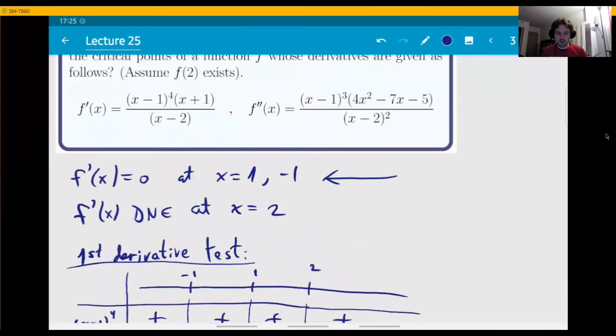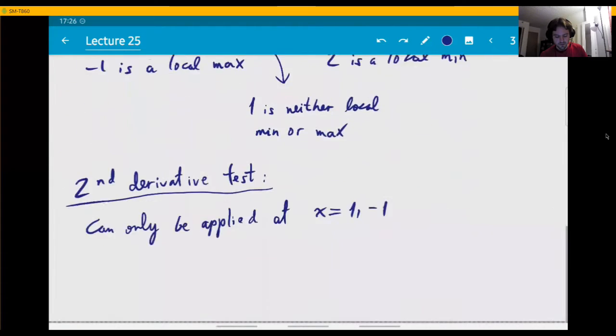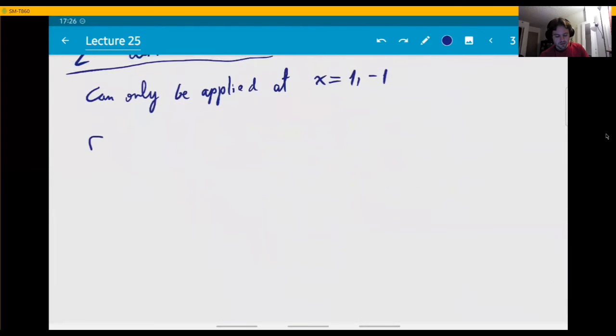Rather, this was a point where the derivative did not exist. So we cannot even apply the second derivative there, right? So only those 2 points are the ones where we are going to be able to apply that. What we have to do is look at f double prime. Here is the formula. Calculate it at each one of those points, 1 and -1. f double prime of 1 and -1.